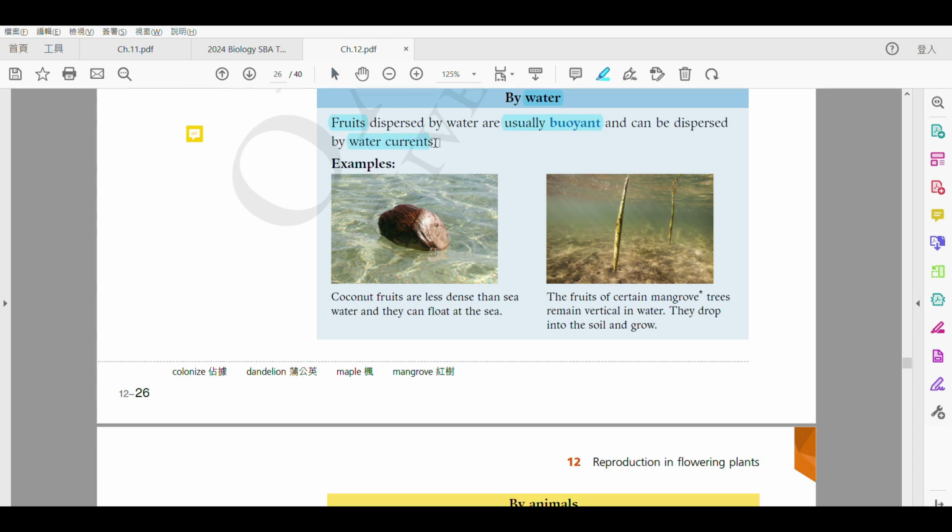OK，一啲嘅水流啦。OK，so for example, this one is a coconut. Coconuts they are less dense. Dense 即係代表個密度啊。OK，佢哋係冇咁密啦 than the sea water. So therefore they can float on sea. Another one 呢一個緊要嘅，this is quite important.